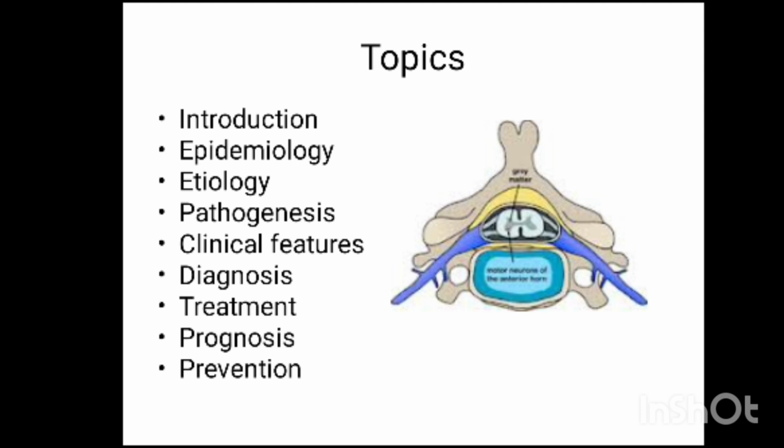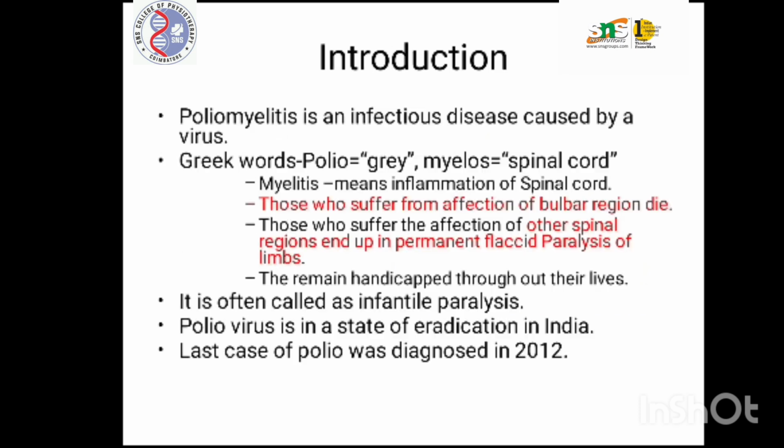Third year student, you have a clinical ortho aspect. Poliomyelitis: what is the synopsis? Synopsis: first introduction, epidemiology of poliomyelitis, etiology, pathogenesis, clinical features, diagnosis, treatment, prognosis, and prevention.